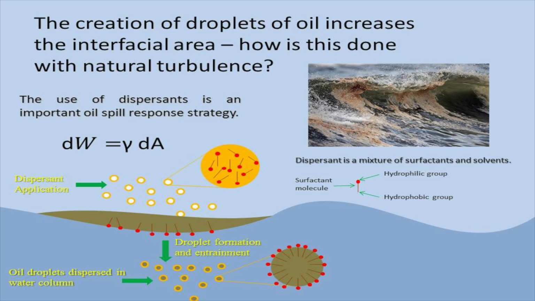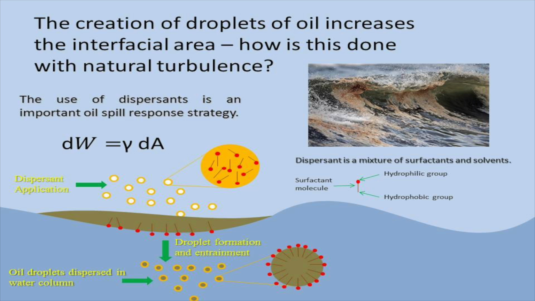This dW is one term. It's the energy. It's the waves crashing on the oil spill. This thing, gamma, is called a surface tension or an interfacial tension, and I'll tell you a little bit more about what this means. And this dA is the area.